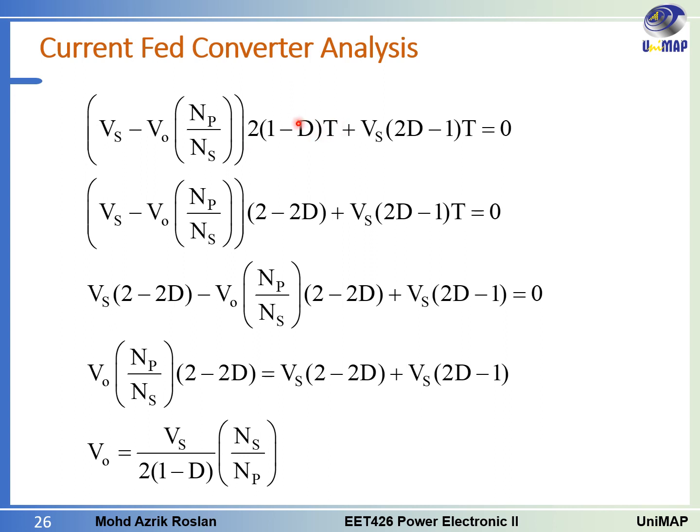So here you multiply this 2 and this one 2 minus 2D, and then here you multiply VS, and this one becomes like this. Then VOUT NP over NS is multiplied by this one, plus this voltage. This part, negative VOUT NP over NS, you move to the other side, that's why it becomes positive, and this one remains at this side: VS(2 minus D) plus VS(2 minus D)(2D minus 1).